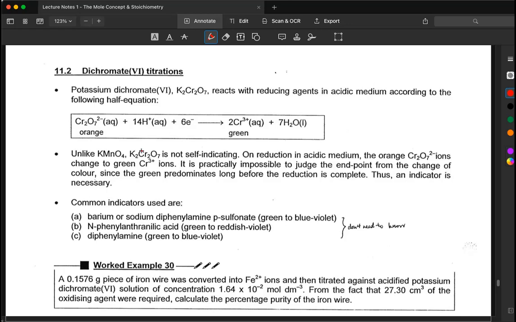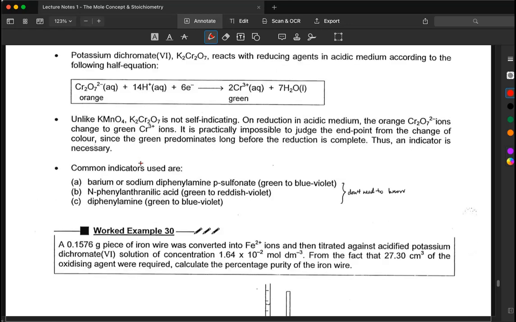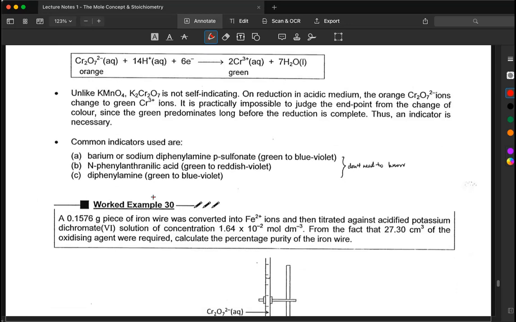Potassium dichromate is only in theory, not in practical. It will not be tested in practical. So the orange solution turns green. Unlike KMnO4, the problem with K2Cr2O7 is that it is not self-indicating. You need an indicator because it's very hard to judge the endpoint. The green will predominate long before reduction is completed, so it's not going to be accurate. So we actually use an indicator, but no need to know this.